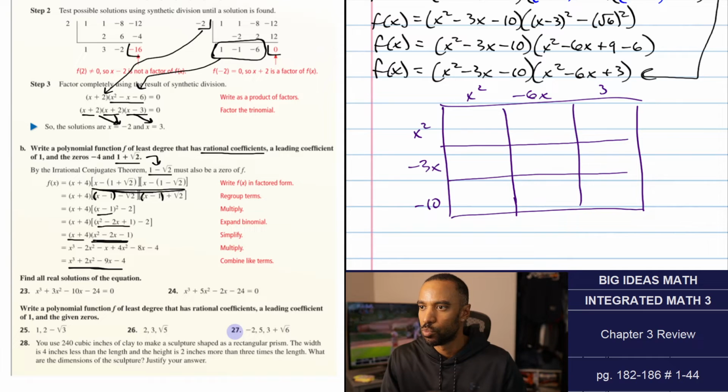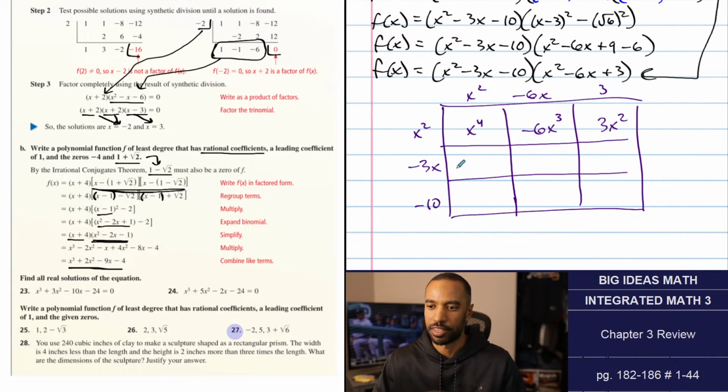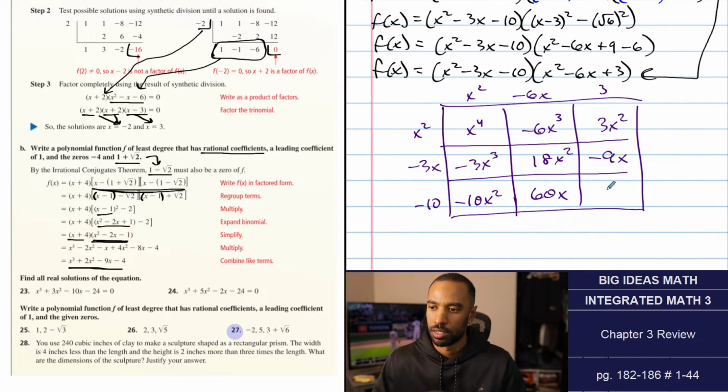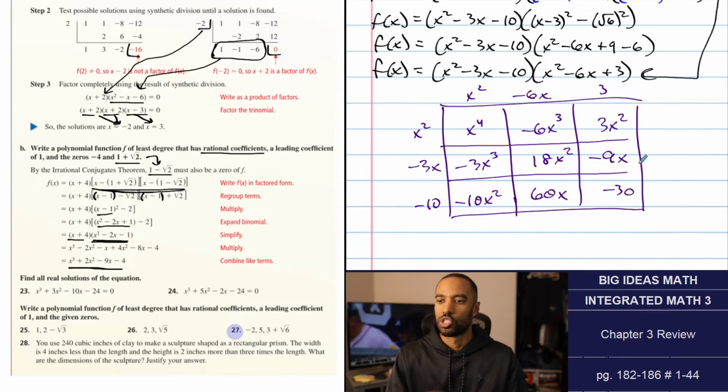All right, so here we just multiply within each inner box. X squared times x squared goes there. X squared times negative 6x, things like that. Maybe you won't lose your signs and stuff like that when you do it this way. It's all up to you. We still have to combine like terms in the end. That's not going to change. Okay, so we got that there.